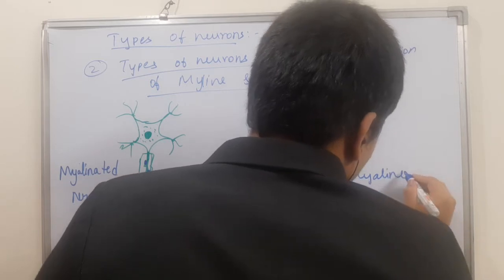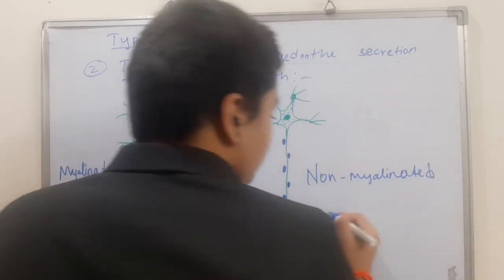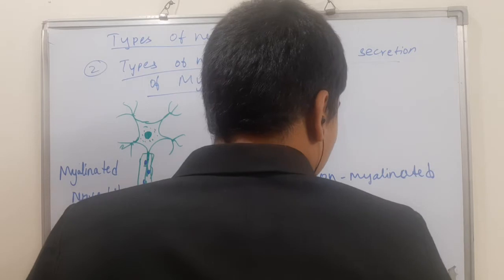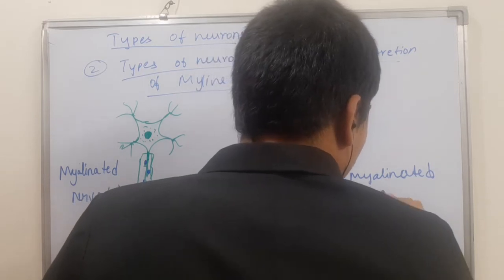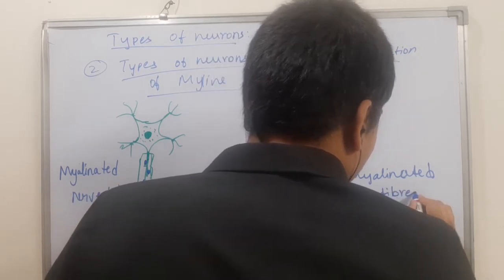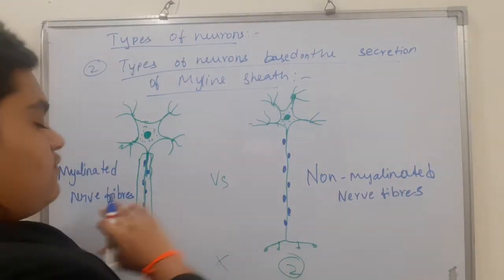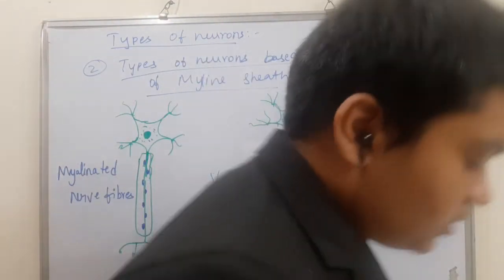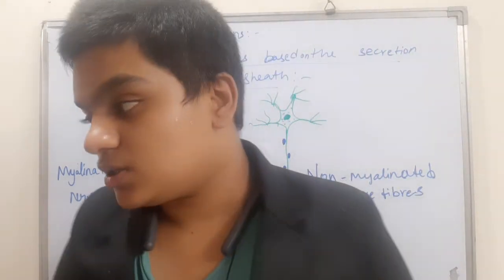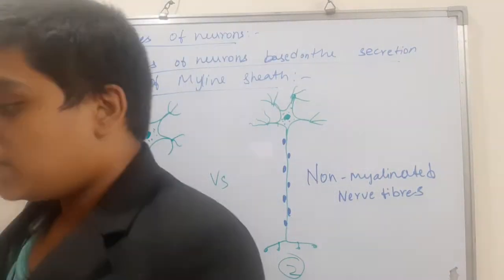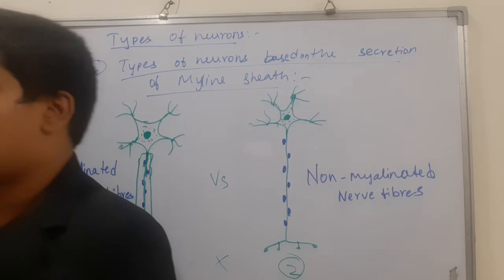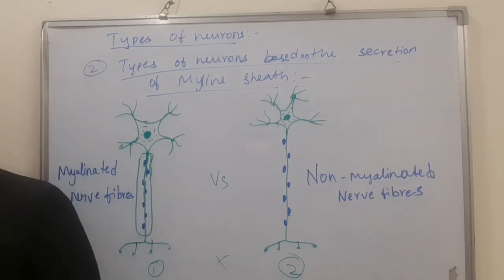Non-myelinated. This is the terminology given in NCERT, so we will be following it. Nerve fibers. Please do not get confused by the name nerve fibers. You can simply write neurons. Myelinated nerve fibers and non-myelinated nerve fibers. You have to remember what these myelinated and non-myelinated are.